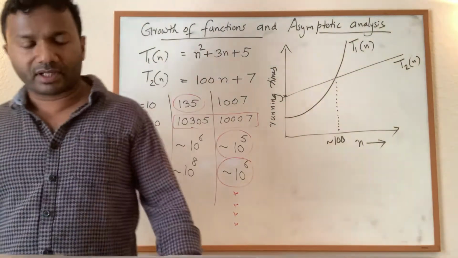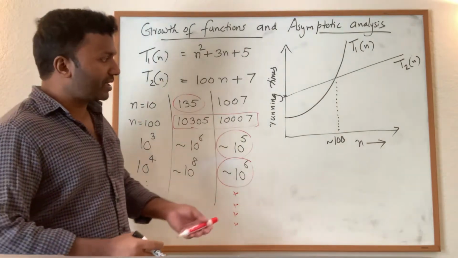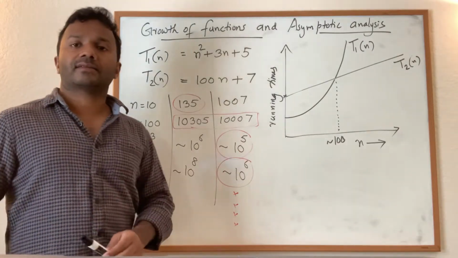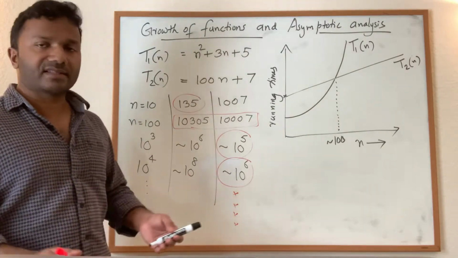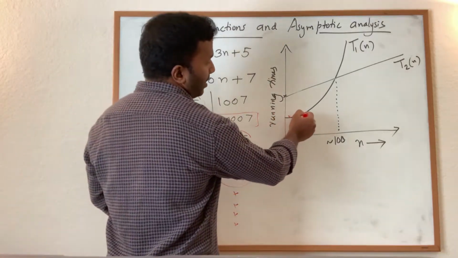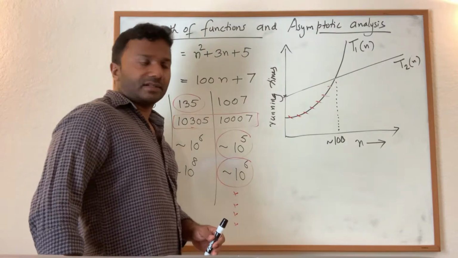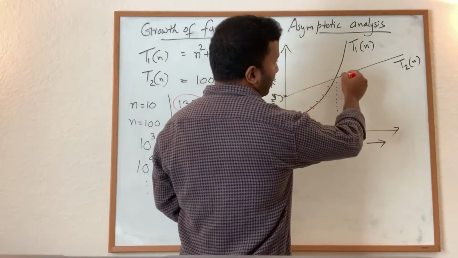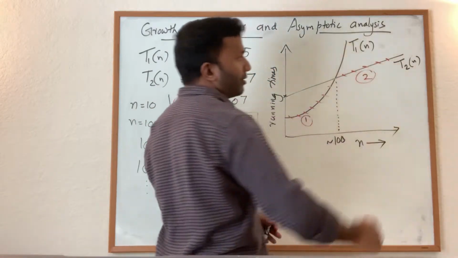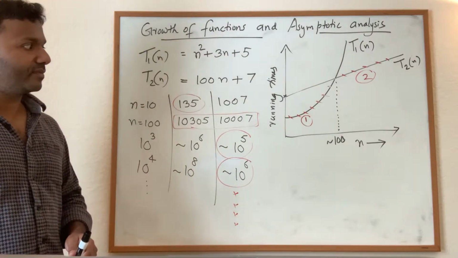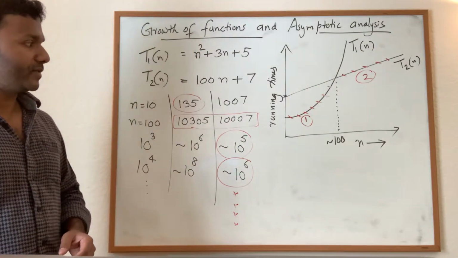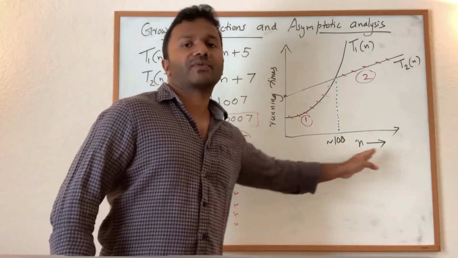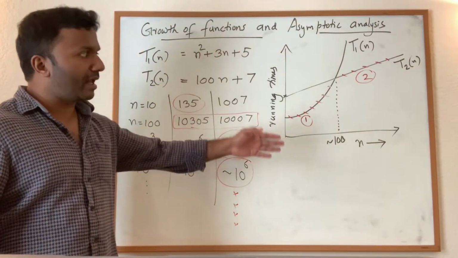Now what can I say about the running times of these algorithms with respect to the input size? When n is a small number, or when the input size is smaller than 100, clearly the first algorithm is faster. Whereas when n is more than 100, the second algorithm is faster. So essentially for small values of n, the first one is faster, whereas for large values of n, the second algorithm is faster.